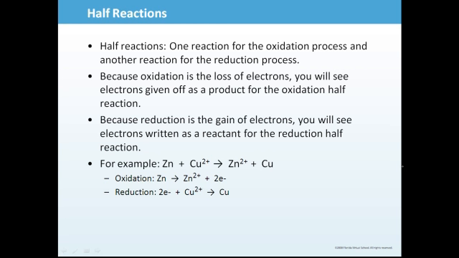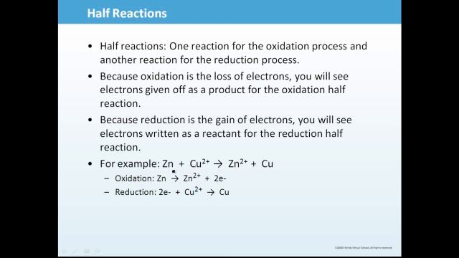Now in oxidation, because the electrons are being removed or given off, they will be written on the product side. Reduction, because we are gaining electrons, they would be written on the reactant side. So if you look at the example down here at the bottom, we have zinc metal reacting with a copper ion, yielding zinc ion and the copper metal.